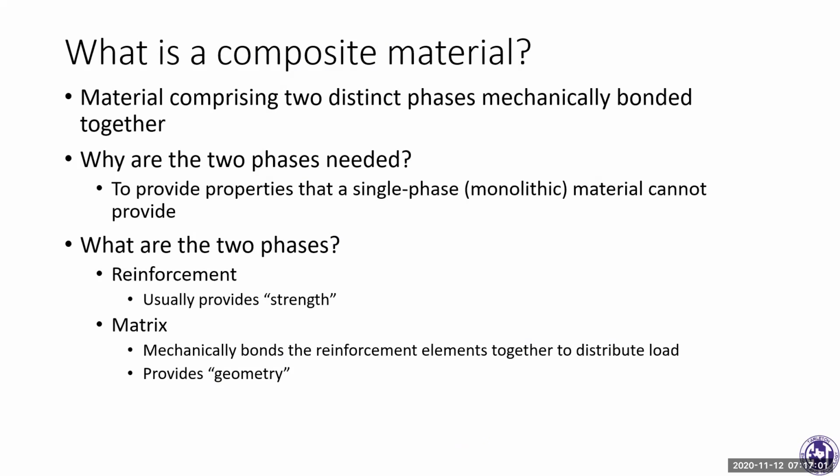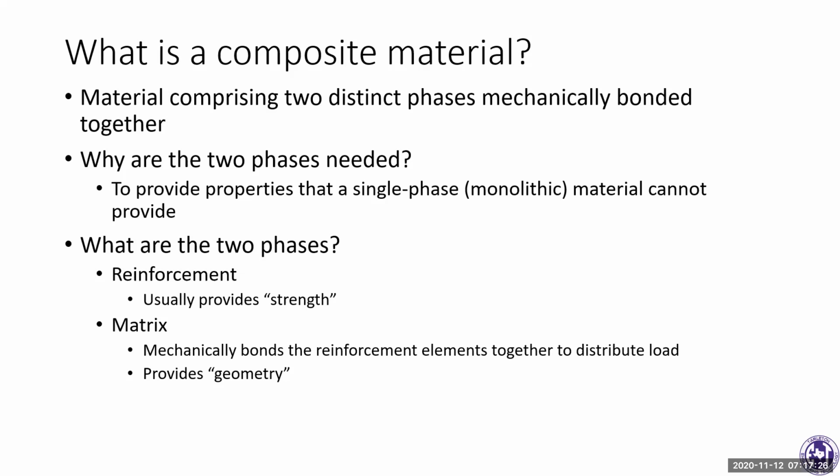So what is a composite material? Well, one definition of the word composite is a thing made up of several parts or elements. For our purposes, a composite is a material comprising two distinct phases that are mechanically bonded together. Note that the word comprising means that other things may be present. So one could say that a composite has two distinct phases and may include other things.